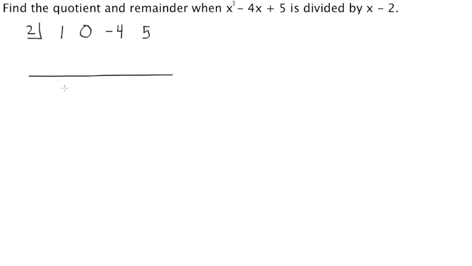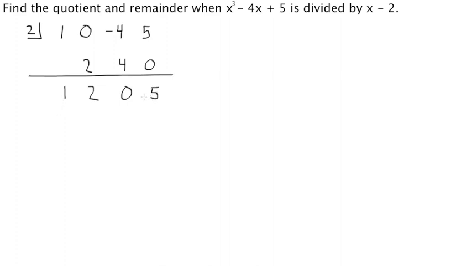So I bring down this first number, and I multiply these two. 2 times 1 is 2. 0 plus 2 is 2. 2 times 2 is 4. Negative 4 plus 4 is 0. 0 times 2 is 0. 5 plus 0 is 5.